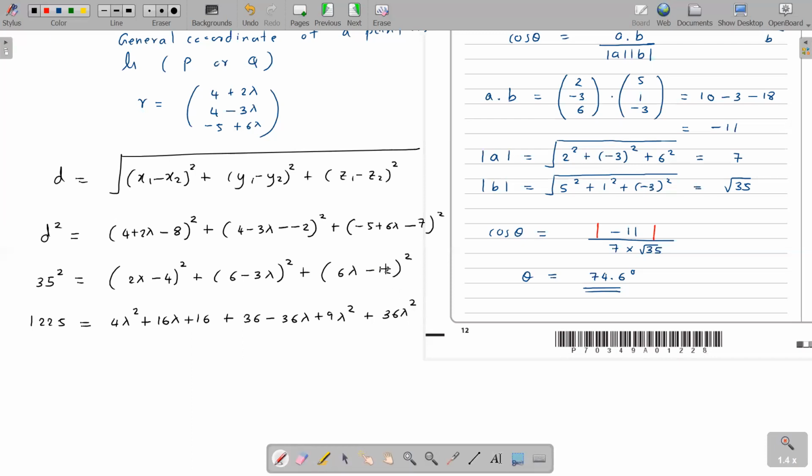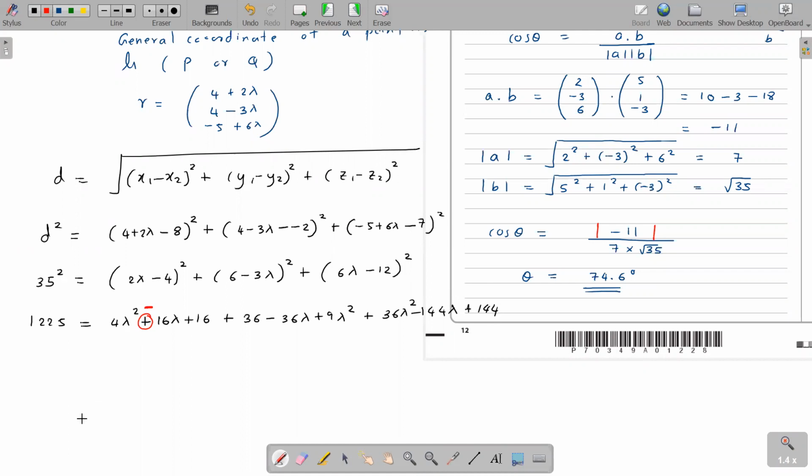6 times 12 and times 2 is how much? 6 lambda into minus 12 is minus 72, into again a 2, minus 144 lambda, and minus 12 squared is plus 144. I think I made a slight mistake here. Opening (2 lambda minus 4) squared: 4 lambda squared, 2 lambda into minus 4, minus 8 times 2 lambda. This should be minus. Okay, so we can open the bracket.